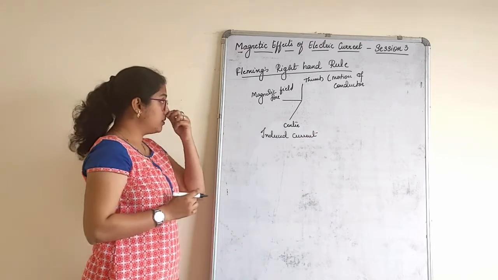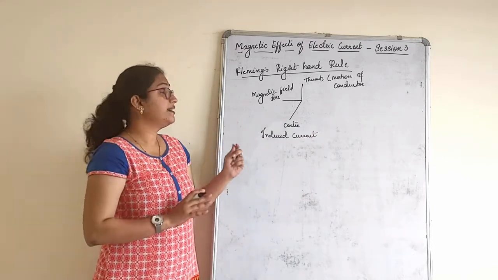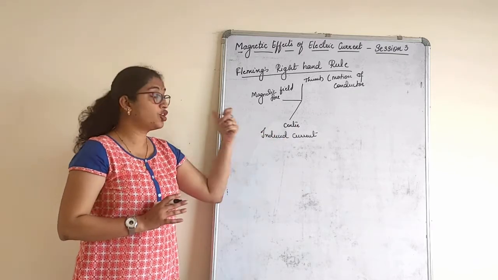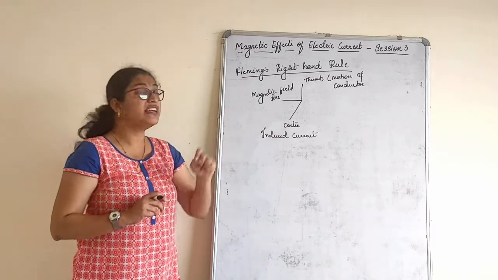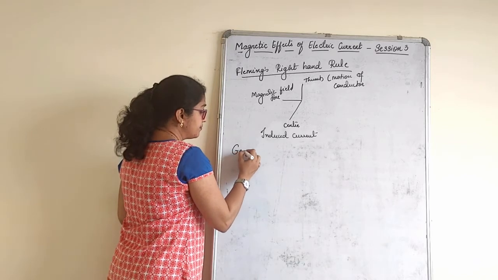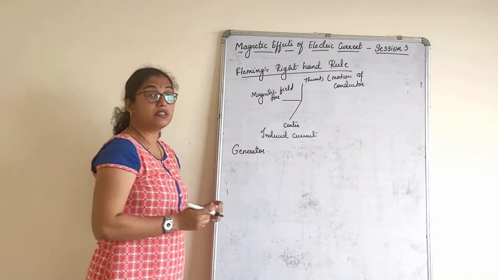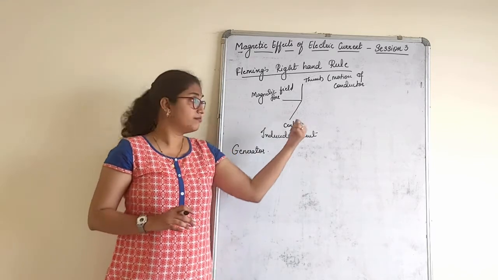So if I know where the conductor is placed, how it is going to move, and which direction the magnetic field lines are going, I can tell the direction of the induced current generated in the conductor, right? With the help of the right hand thumb rule. So the application is the generator. Fleming's right hand rule is also known as the generator rule. What is the generator rule? Explanation.